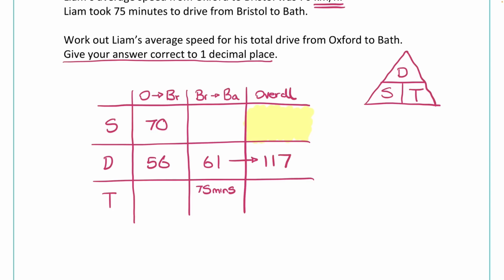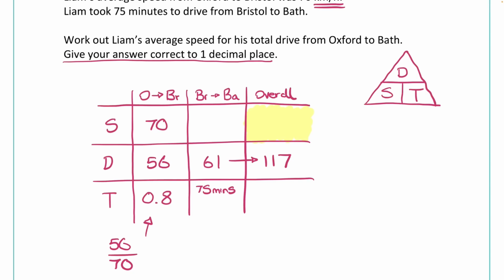We can also work out our time from Oxford to Bristol, that bottom left box. To work out time, if we cover up time on our formula triangle, it's distance divided by speed. So if we're doing distance divided by speed, in this case we want to type that into a calculator. So for this box, we will have 56 divided by 70. 56 over 70 gives us an answer of 4/5 or 0.8.